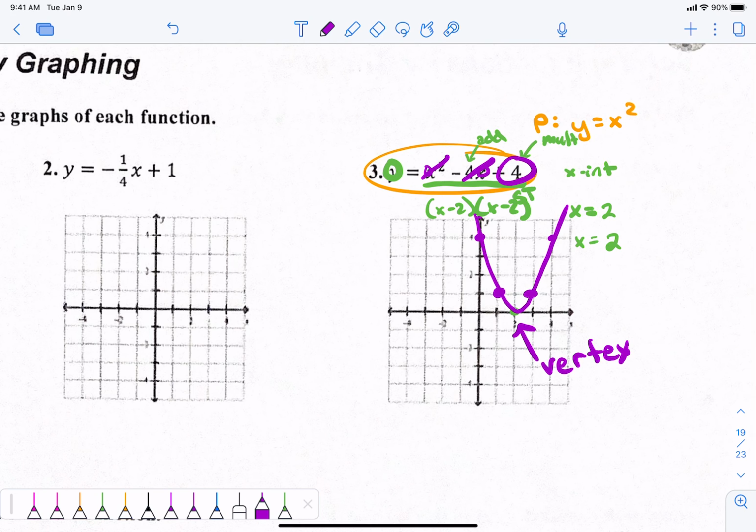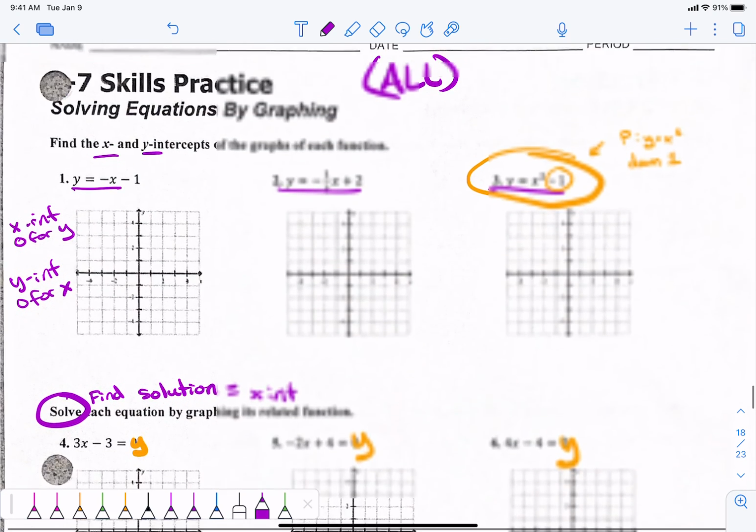Okay, if I do it like this, would it be okay? That's fine. Go back. That's fine. May I go to the bathroom? Yes.